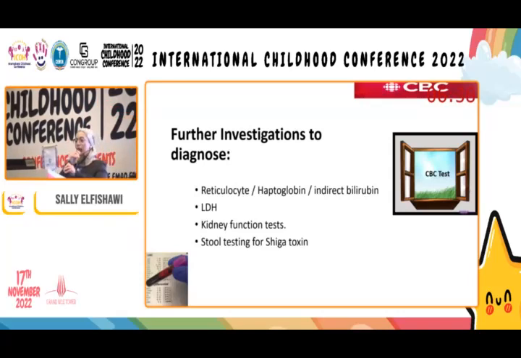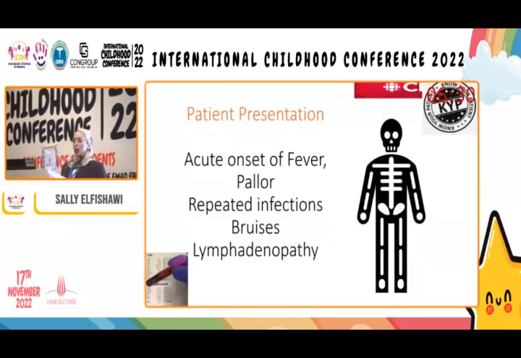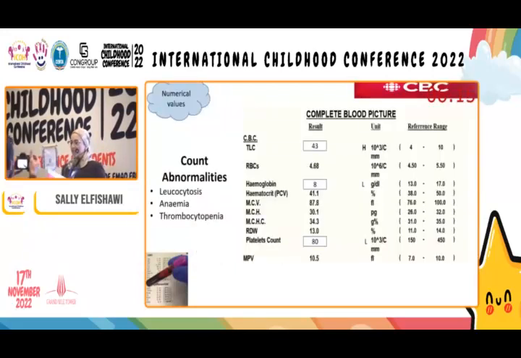Now you have to see our next case. With this case, the patient presented with acute onset of fever, pallor, repeated infections, bruises, and lymphadenopathy. And when we knew him, we just went for the CBC. This is the right thing to do. And we had this count that we can see.